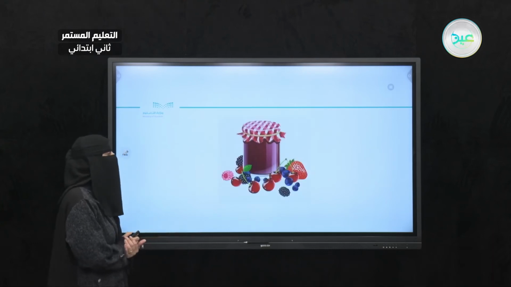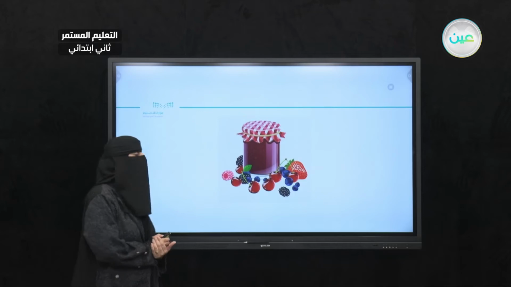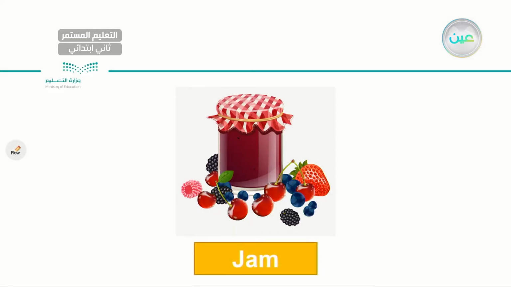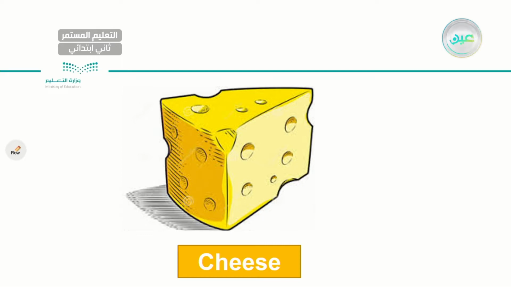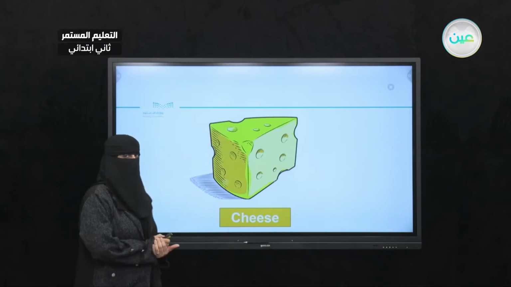Next, I have, what do you think? I have jam. Jam. One more time. Jam. Now, jam is uncountable. I cannot count jam. Okay? Next, I have, what do you think? What is this? It is cheese. Cheese. One more time. Cheese. Very good. Again, cheese is uncountable. Okay?